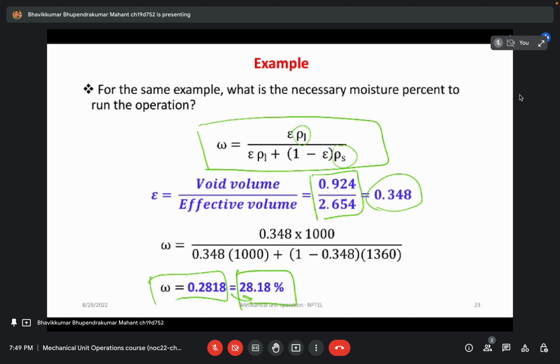So that's how you can use simple methodology, simple examples and simple equations to find the moisture content and the void volume in this kind of size enlargement equipment or size enlargement operation. And from understanding these basic examples you can also understand some of the assignment problems.